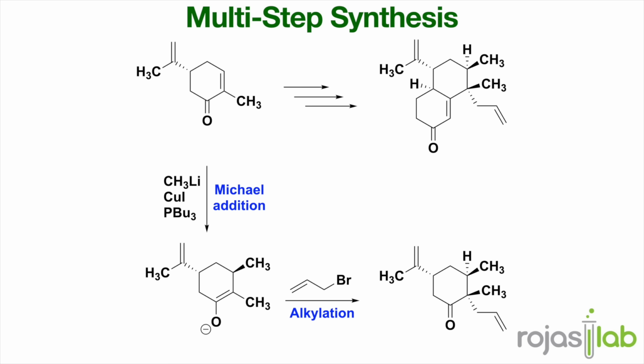Next is a classic example of Robinson annulation. If we add something like LDA, for example, we would deprotonate the hydrogen on the carbon alpha to the carbonyl group. This likely would have gone to the less substituted carbon-hydrogen bond anyway, but there's only one carbon-hydrogen here actually, adjacent to the carbonyl functional group. And from there, we use the classic Michael acceptor that allows us to do our Robinson annulation and generate our final product.